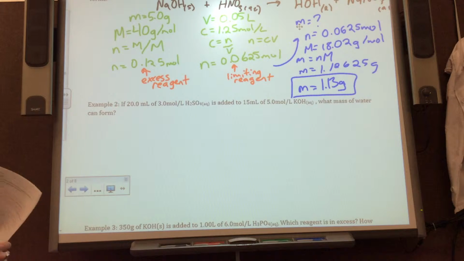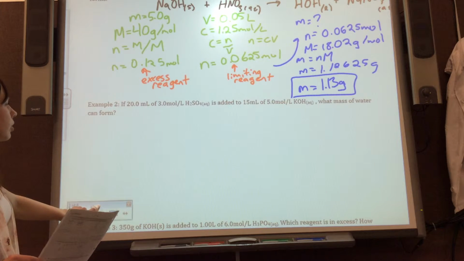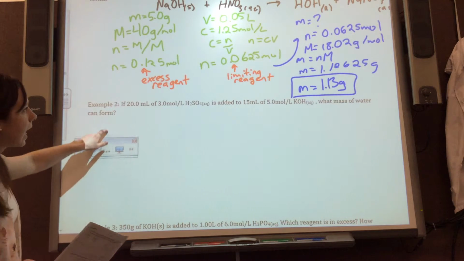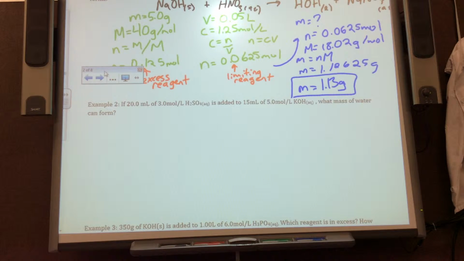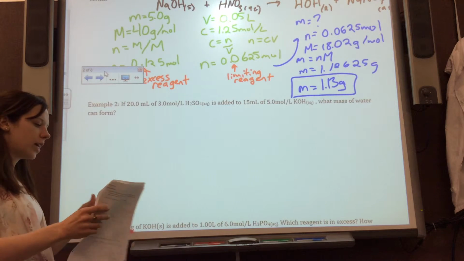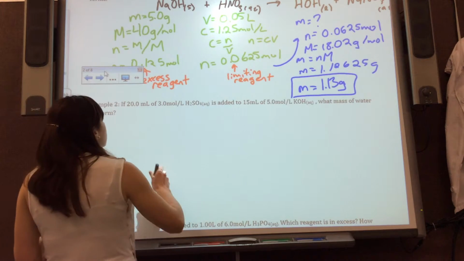Okay, next one. Say we have a certain concentration and volume of acid and it's added to our base, what mass of water can form? So again, we're told another neutralization reaction here. So let's write it out.